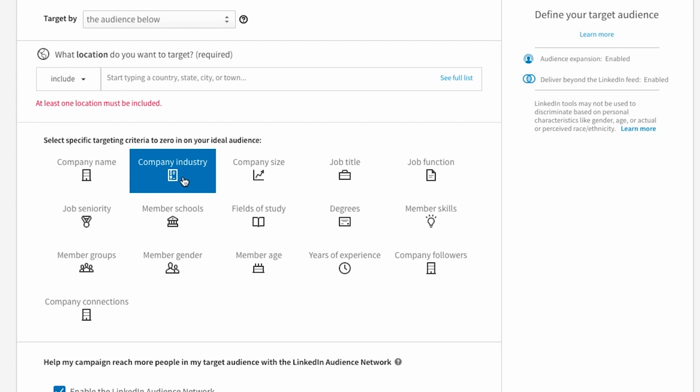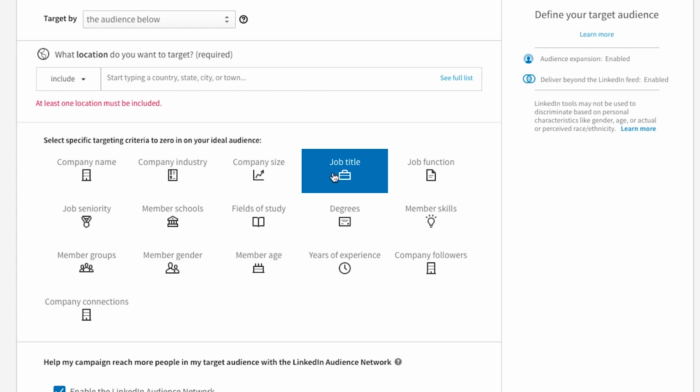This is where LinkedIn really shines, is it has the best data on job titles, job functions, company industries, company sizes, a lot better than the other channels. So for B2B, this is where LinkedIn is really attractive. You're able to target company name, company industry, company size. If you're trying to target enterprise level customers versus SMBs, for example.